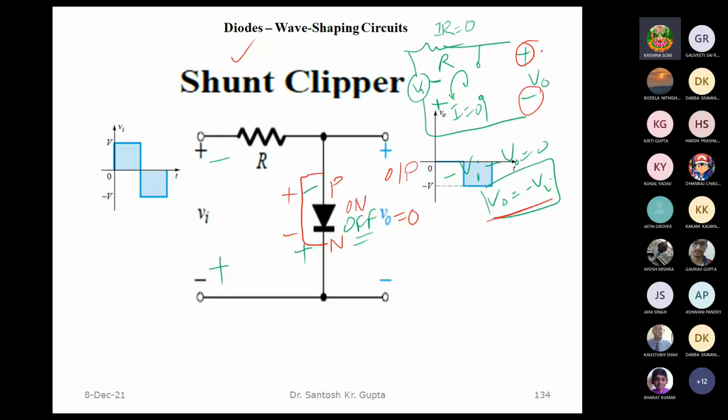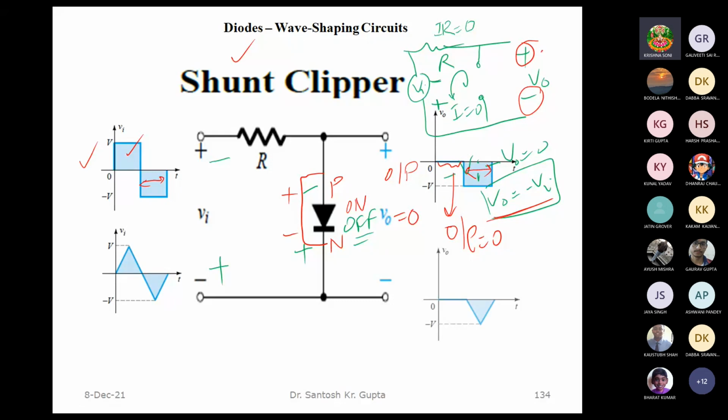If we apply the same input voltage as we have already seen, then for the positive half cycle the output is equal to 0 in this region, whereas for the next half cycle the output is equal to the input, and similarly for the other input waveforms. So we can see that it is quite easy to analyze these circuits.